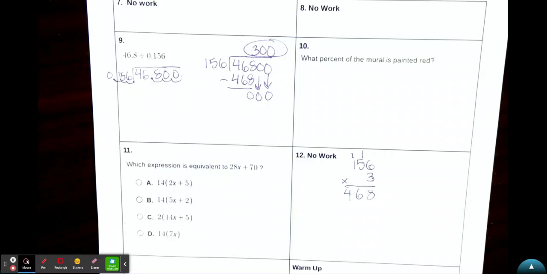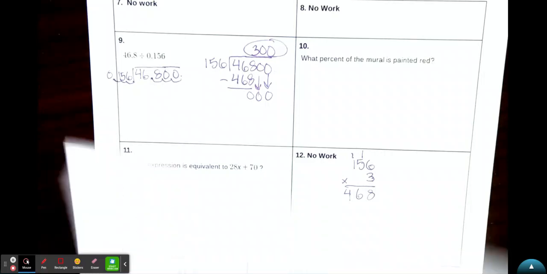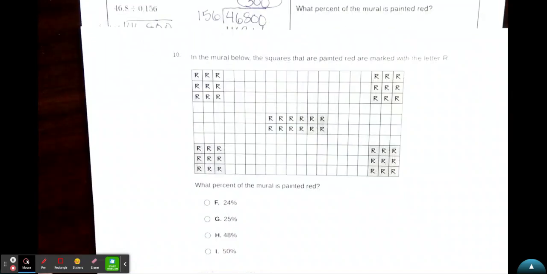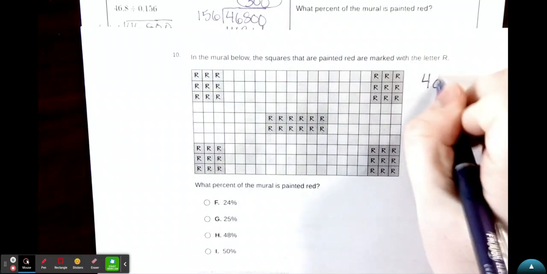Number 10. What percent of the mural is painted red? Okay, so for this one, we need to count how many squares are painted red, and then we also need to know how many total squares there are. Jackson, how many are painted red? Who can tell me how many there are painted red? 48. Out of?